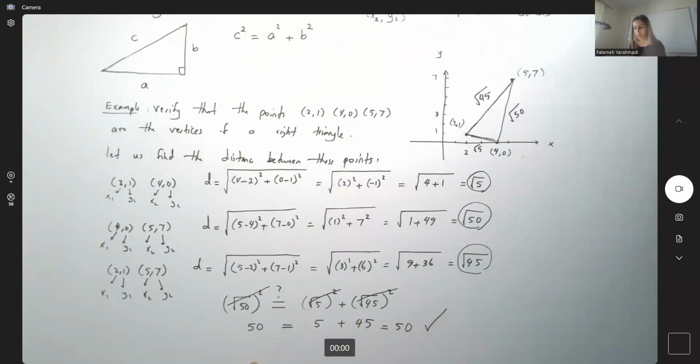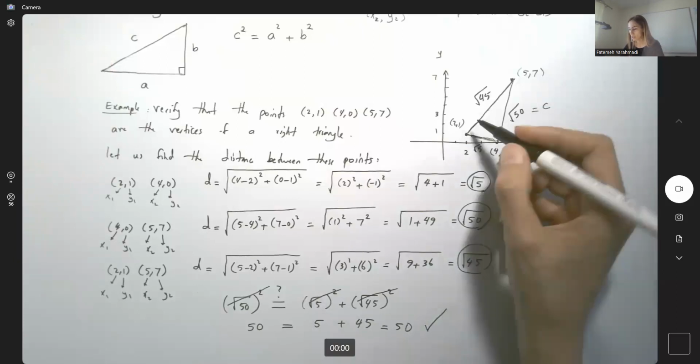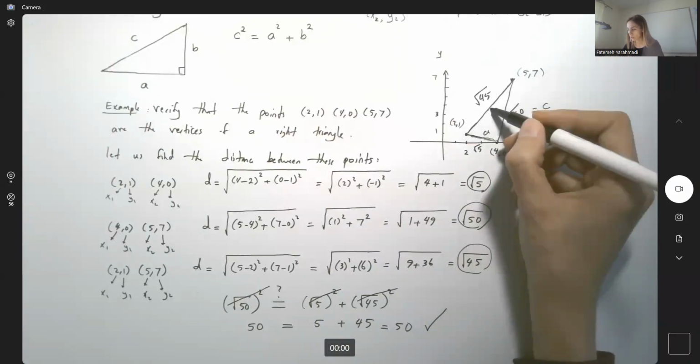What's the meaning of that? It means that the Pythagorean theorem makes sense here. It means that we have a right triangle here. This is going to be your C. This is, for example, your A, and this is your B.